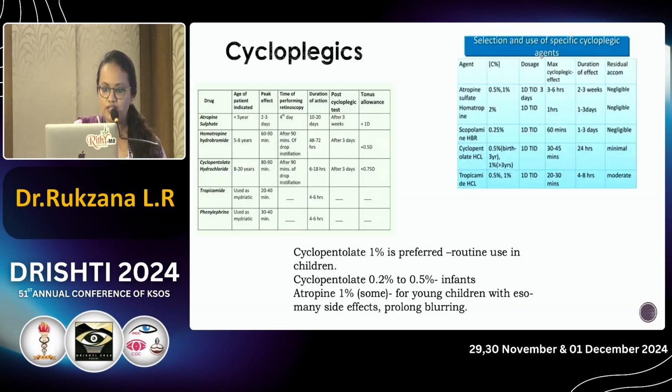As we all know, the mainly used cycloplegics in children are atropine, homatropine, and cyclopentolate. Cyclopentolate 1% is preferred for routine use in children, and cyclopentolate 0.2 to 0.5% can be used in infants. Some ophthalmologists use atropine 1% for younger children with ESO, and because of the many side effects and prolonged blurring, it should be used only in these children with ESO.